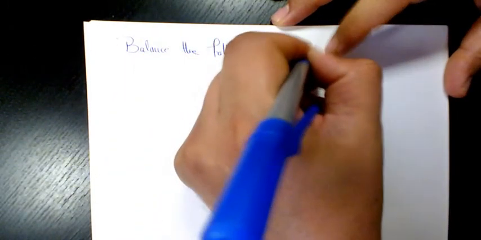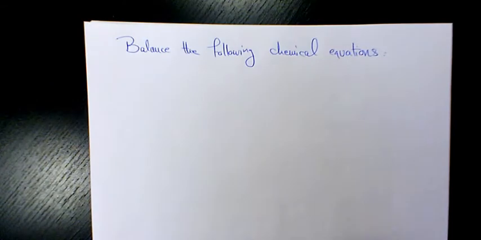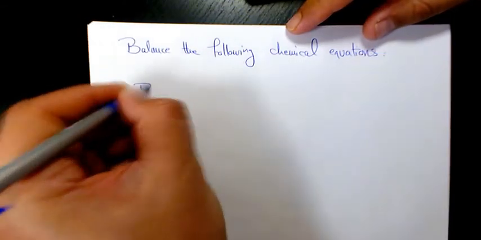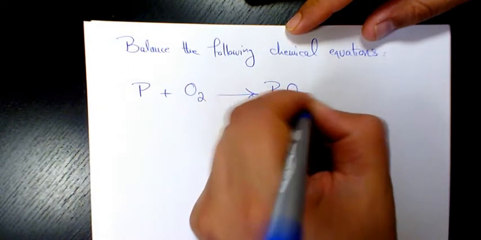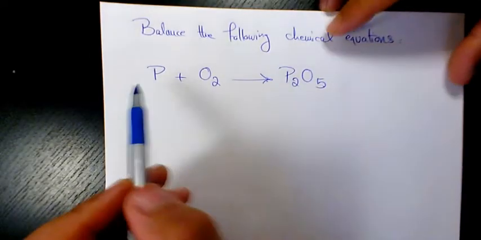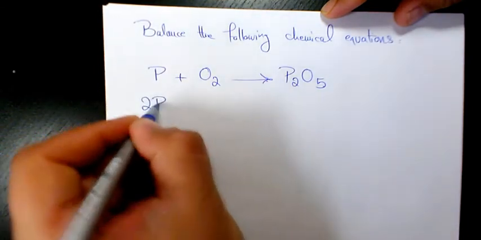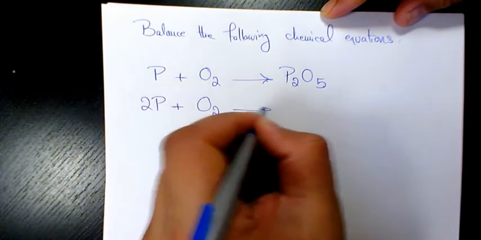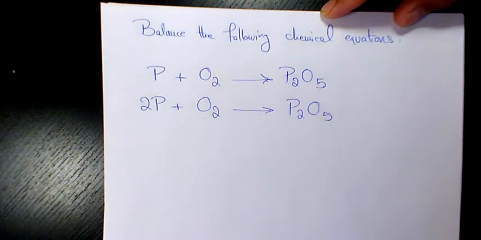Now balance the following chemical equations. First one is P plus O2 is going to give us P2O5. So we have 1 atom of phosphorus here, 2 atoms of phosphorus here. So I'm going to place 2 in front of phosphorus. So phosphorus is balanced. We have 5 and 2 in here.